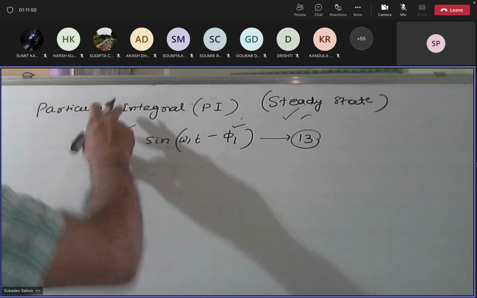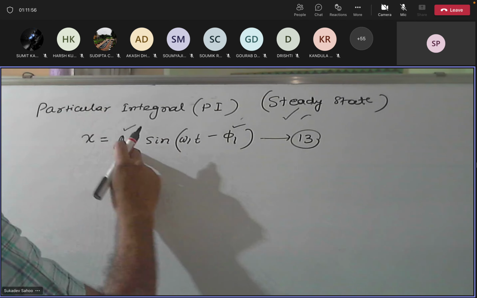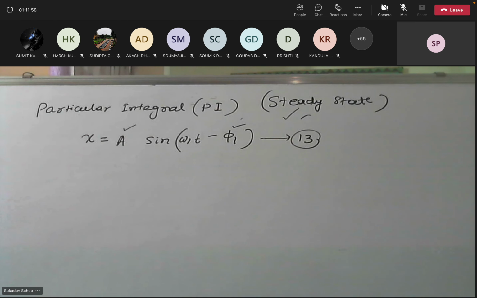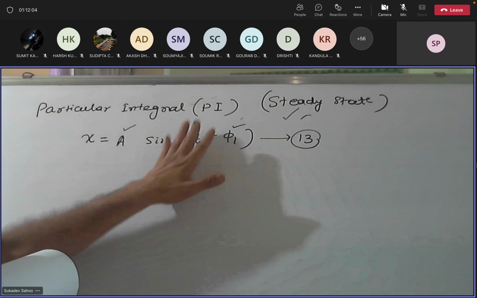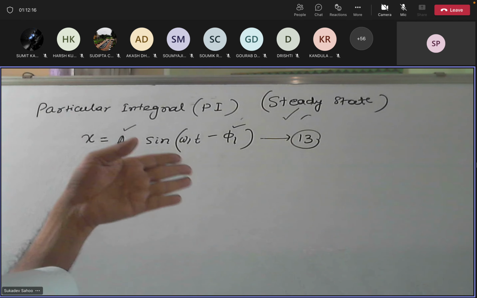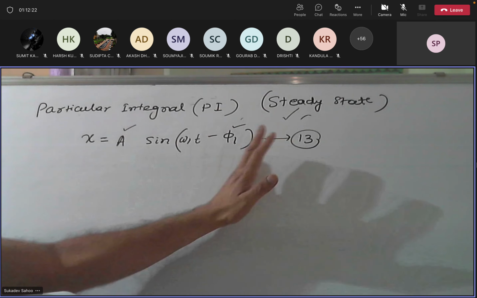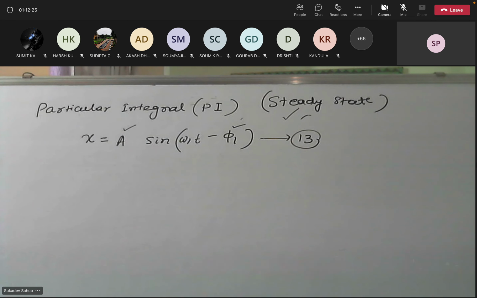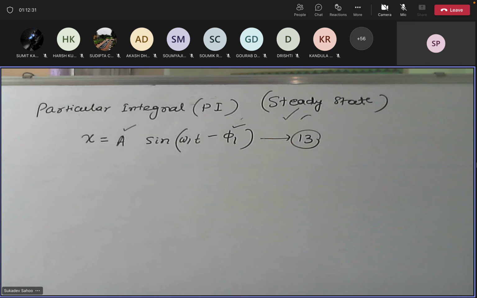Let us assume x equal to this, which is the PI. How have we assumed that this will be the PI? Since the complete solution is the superposition of the PI and the CF, and we already know the form of the CF, that is C e to the power minus gamma t by 2 into sine omega t minus phi, this part is similar to that of the CF. So we can find the final solution as PI plus CF.